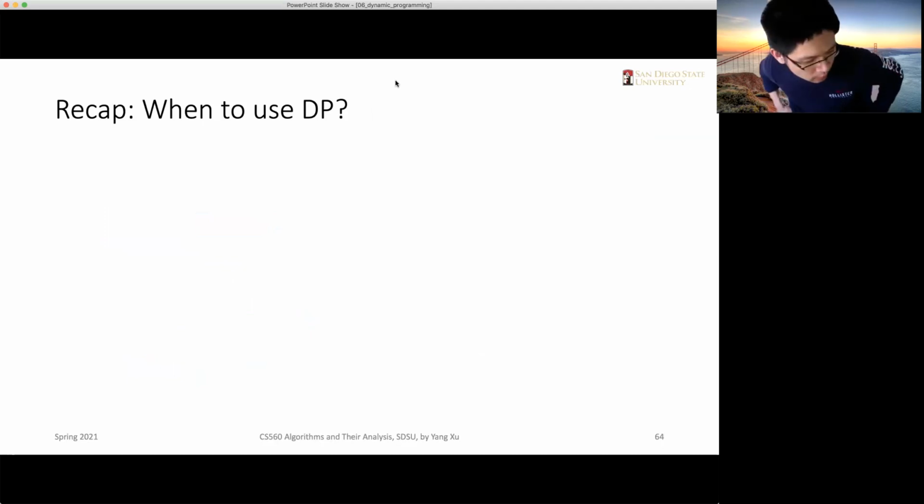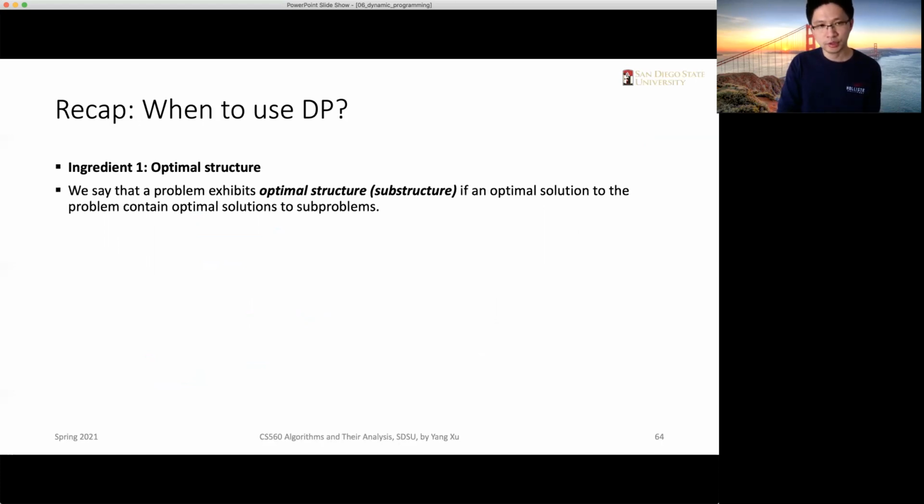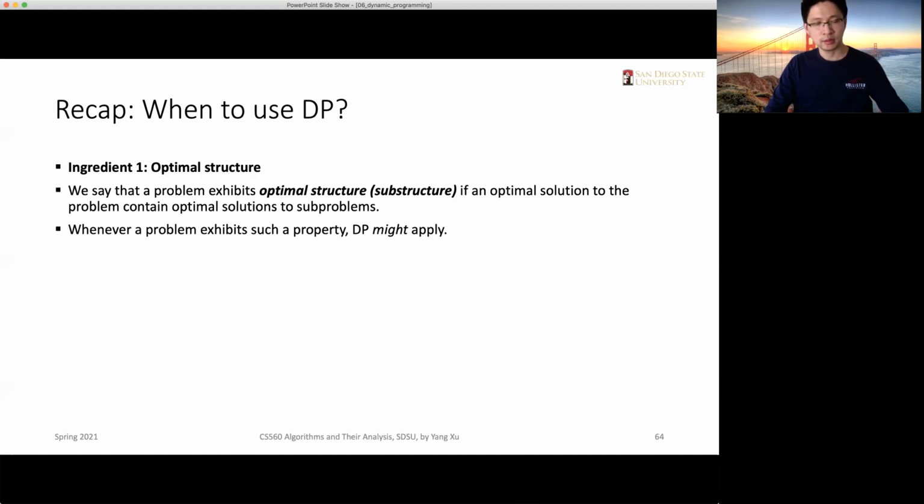Okay, a little bit of recap of dynamic programming. How do we determine when to use dynamic programming? Okay, as we mentioned in one slide, first we want to identify the optimal substructure. We say a problem shows the optimal substructure if an optimal solution to the problem actually contains optimal solutions to the subproblems. Whenever this condition is satisfied, we can say that dynamic programming might apply.